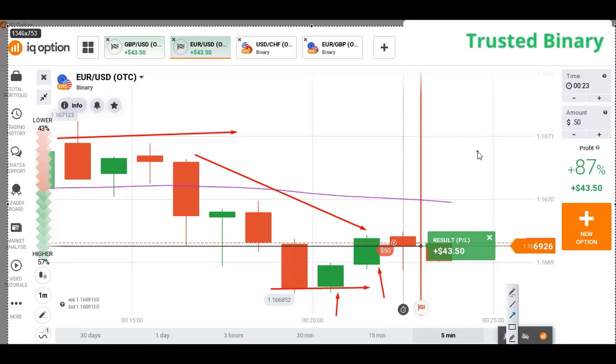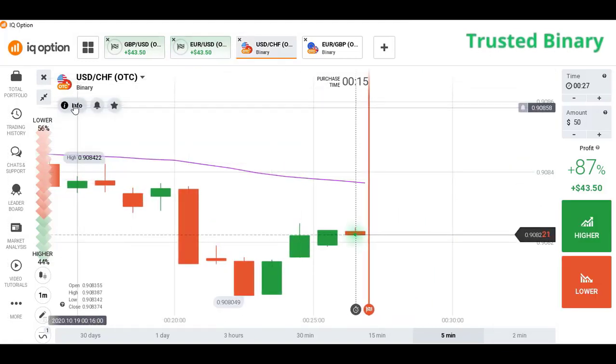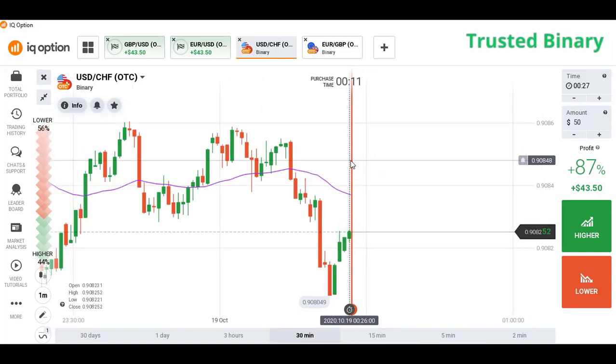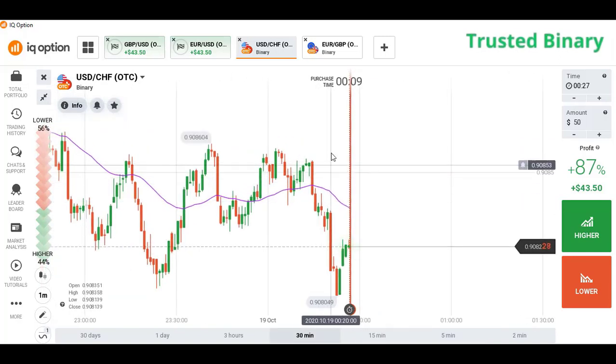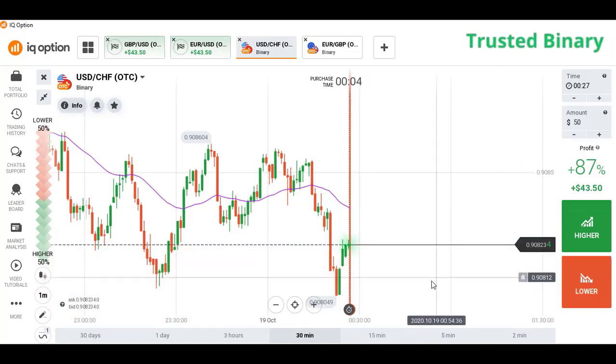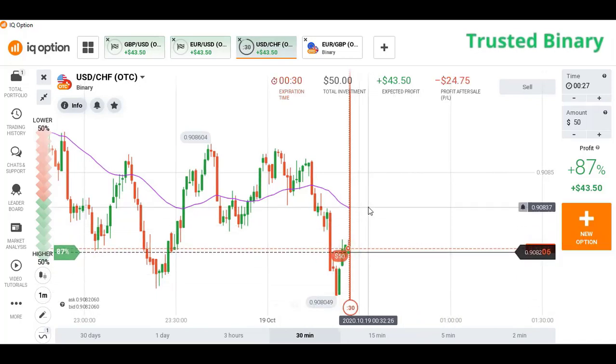in the upper direction. So that's why I placed my trade in the lower direction after these two candles, and this is my winning trade. So let's go to another pair. So this is the USD CHF pair, and the market is also in a downtrend here. I took my trade in the lower direction, so let's see what will happen here.